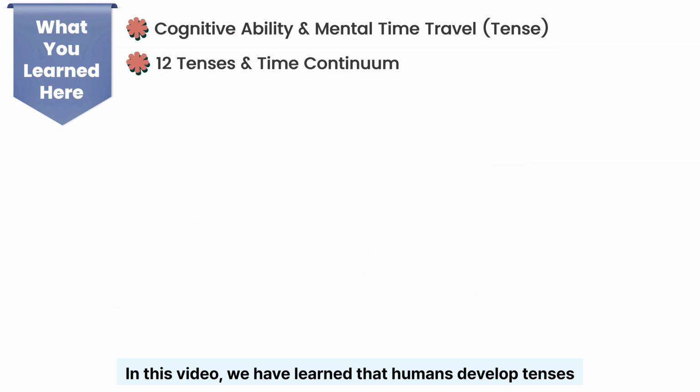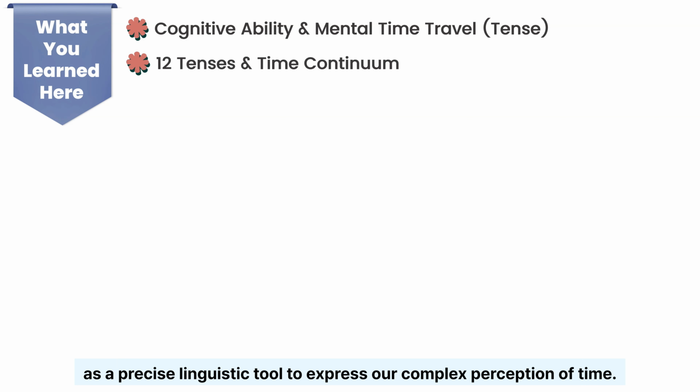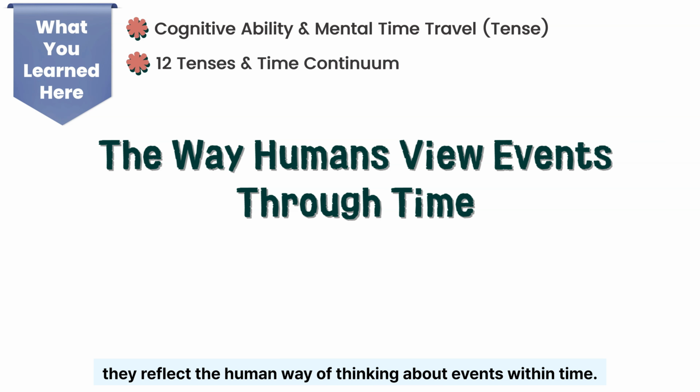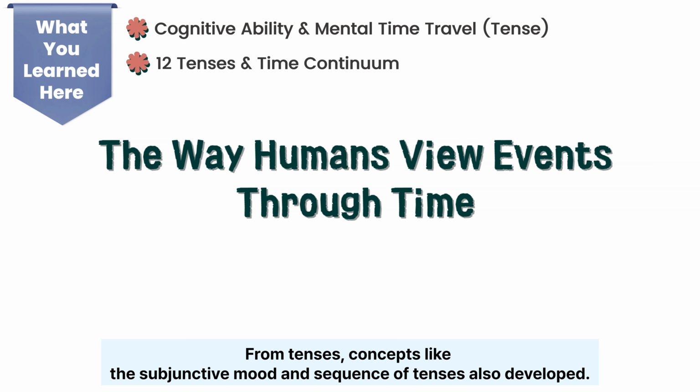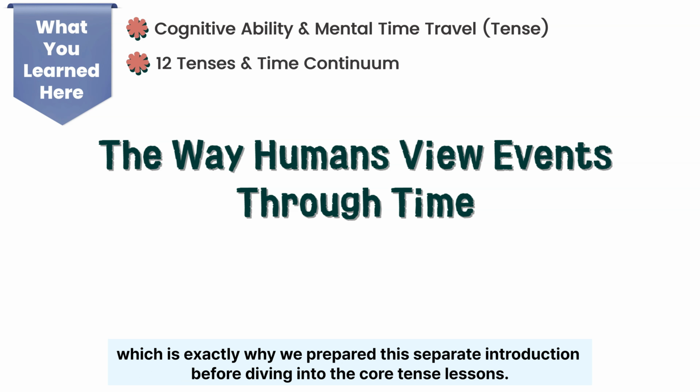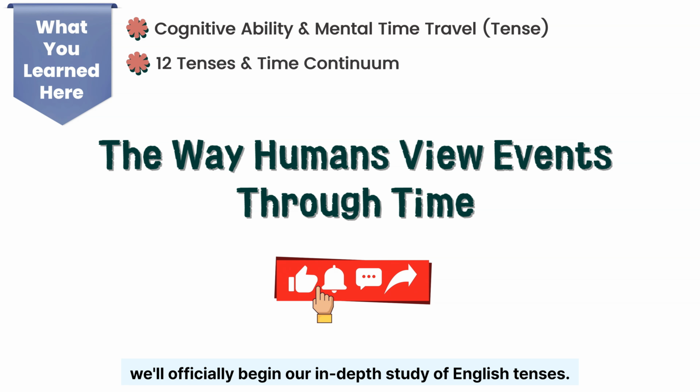In this video, we have learned that humans develop tenses as a precise linguistic tool to express our complex perception of time. English, as one of many languages, evolved 12 tenses to do just that. Therefore, tenses are not just grammar. They reflect the human way of thinking about events within time. From tenses, concepts like the subjunctive mood and sequence of tenses also developed. That's why understanding this background is essential, which is exactly why we prepared this separate introduction before diving into the core tense lessons. Starting with the next video, we'll officially begin our in-depth study of English tenses.